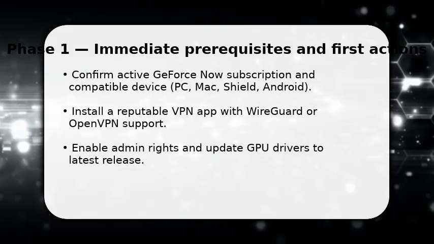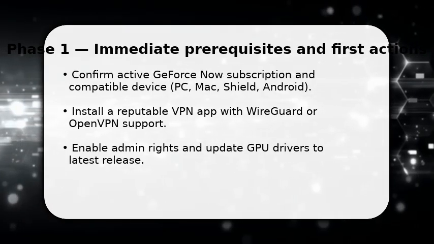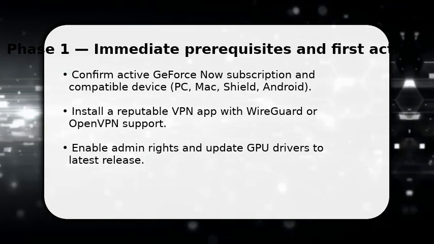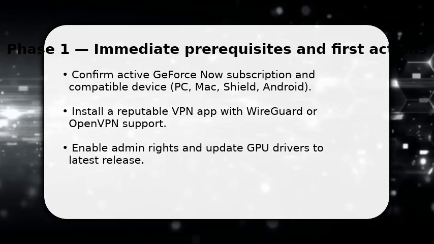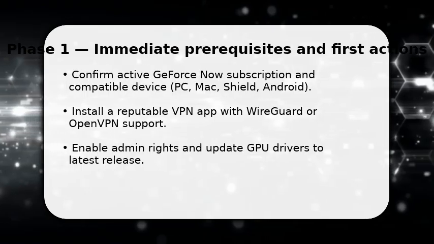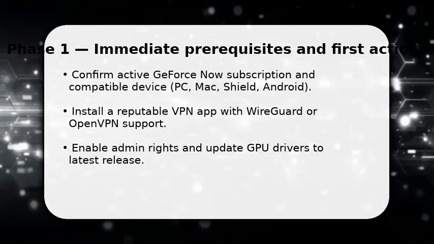You start by confirming your GeForce Now subscription and device compatibility. This matters because streaming needs low latency. Next, install a reputable VPN client that supports WireGuard or OpenVPN. Those protocols reduce lag. Make sure you run the VPN installer with admin rights and update GPU drivers before proceeding.